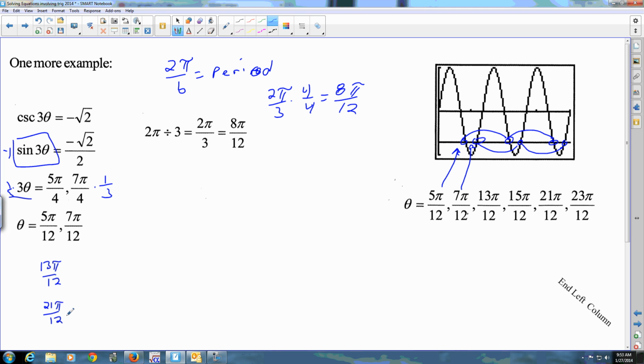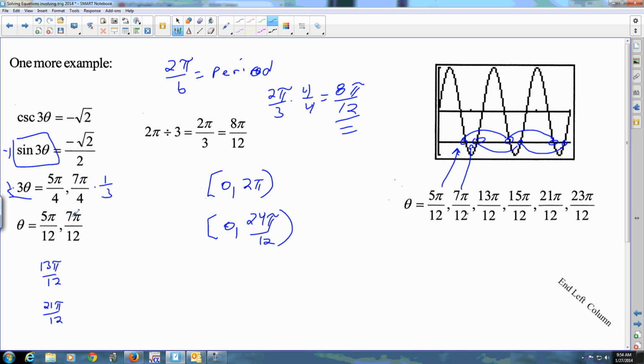Now, how do I know when to quit? I could just keep going, 29, and then 37, and so on, over 12. Well, I said on the first page I wanted all the answers between 0 and 2 pi. If I'm dealing with 12ths, that's 24 pi over 12. That's as far as I can go. If I add 8 pi over 12 onto 21 pi over 12, I get 29, which is beyond 2 pi. So you need to quit right there.